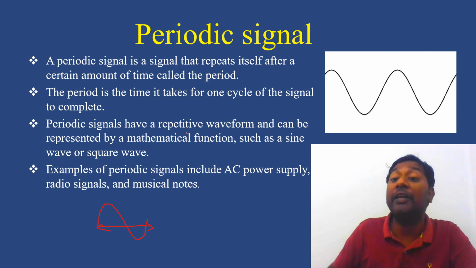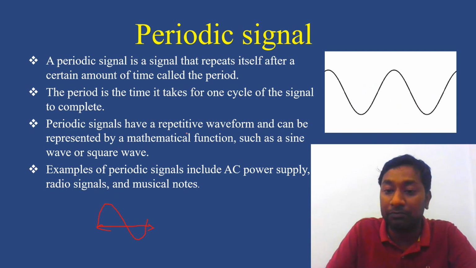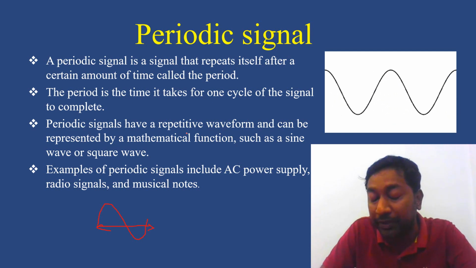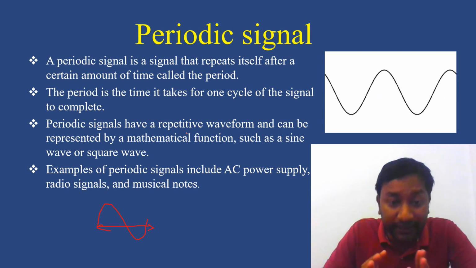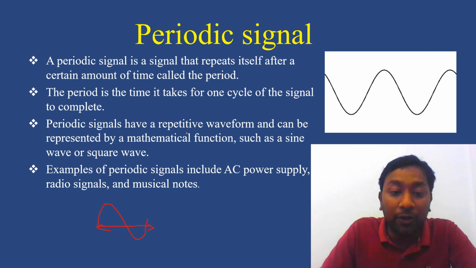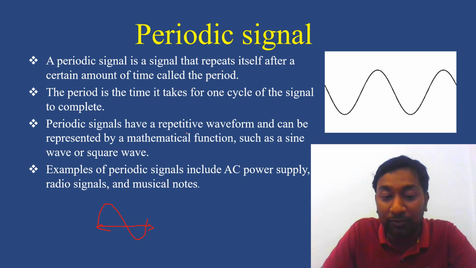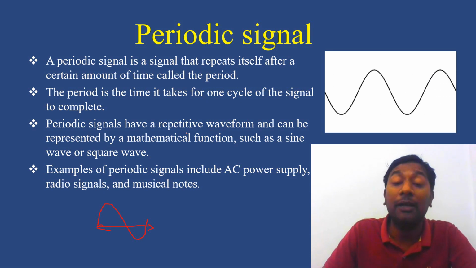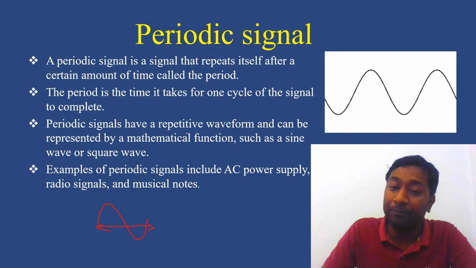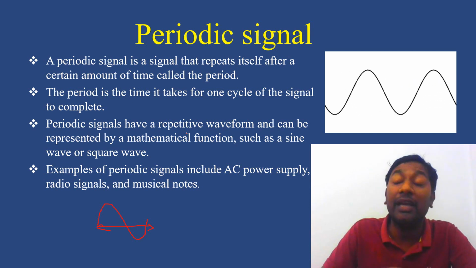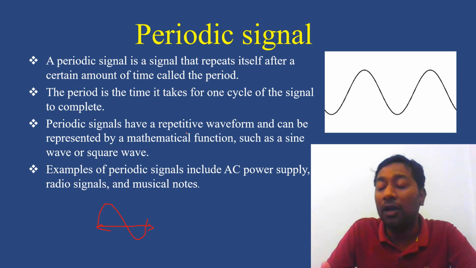A periodic signal is a repetitive waveform. Repetitive waveform means it repeats itself after a certain time, and it can be expressed as a mathematical function such as sine wave, square wave, etc. Examples of periodic signals include AC power supply, radio signal, and musical notes also. That also comes under periodic signal. So a periodic signal repeats itself after a certain amount of time called the period.